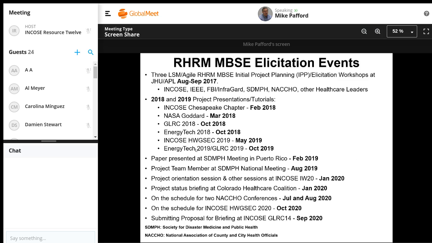And then in 2018 and 2019, this is just a couple of the examples of some of the other places where we've had a chance to talk about our approach and get some information from other potential key stakeholders, and these are just some of the events we've gone to. We're very lucky to get a paper presented at the meeting in Puerto Rico after Hurricane Maria, and so we've got some good SDMPH input and participation from that, and we have had a chance to go to the SDMPH national meeting here in DC. We've also given our orientation session and other sessions about the project at IW20, and then a project status briefing at a very good meeting at the Colorado Healthcare Coalition in Colorado Springs back in January, before we couldn't go anywhere anymore.